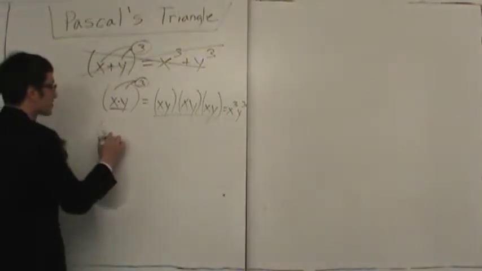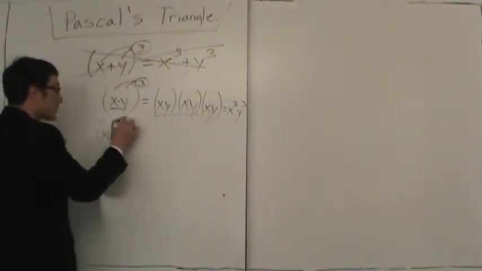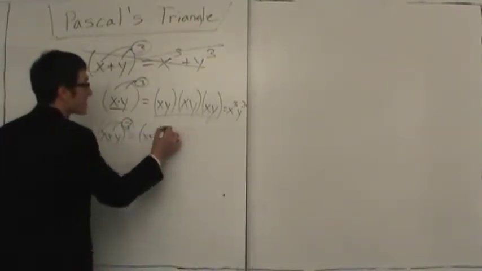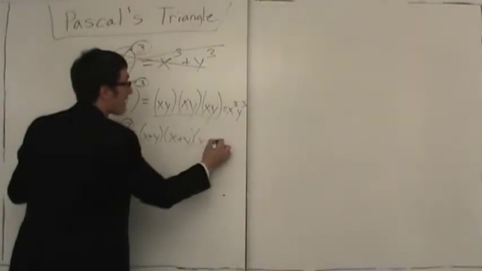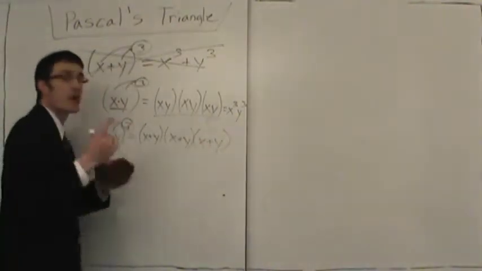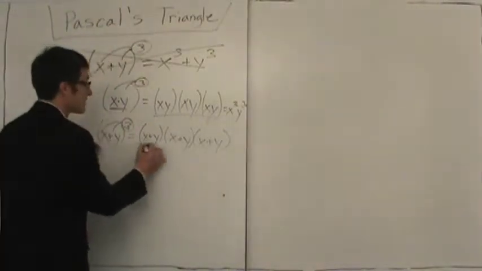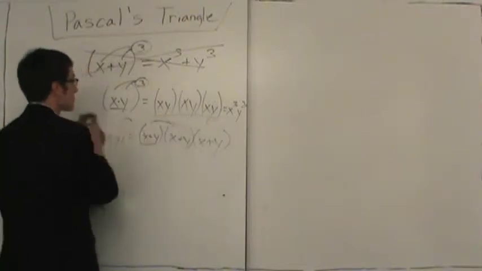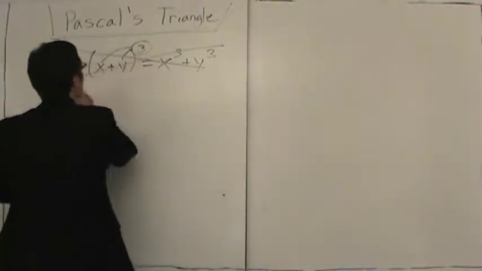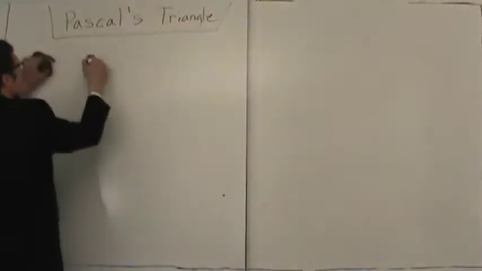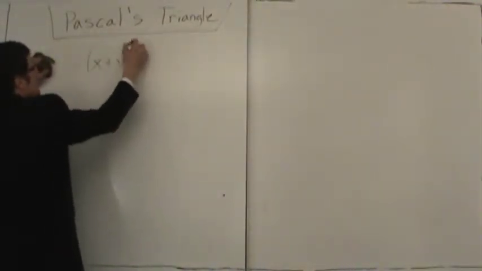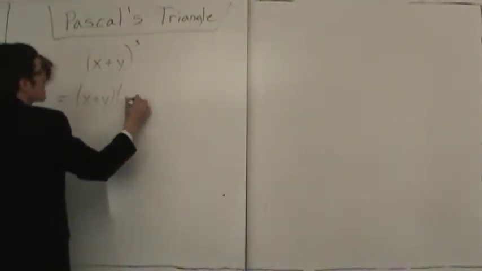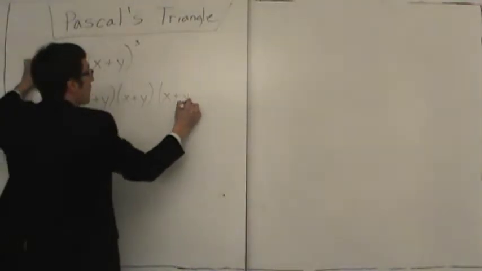However, if I say x plus y to the third, you see multiplication rules meaning addition. So we end up with x plus y times x plus y times x plus y. And when multiplication meets addition, what property applies? This is the distributive property, the true distributive property. So again, we take the binomial and we distribute. So let's look at this problem and see, x plus y cubed is a little bit of work. So x plus y to the third is equal to what? x plus y multiplied by x plus y multiplied by x plus y.